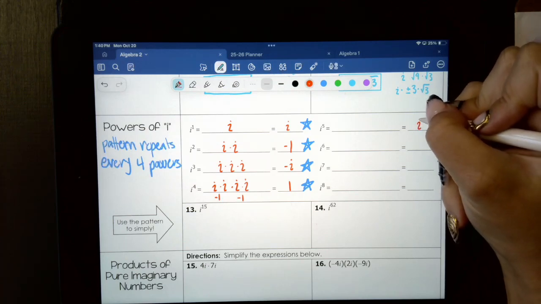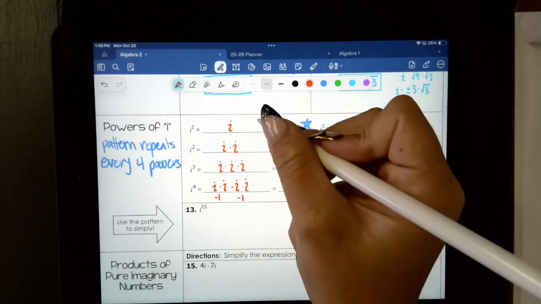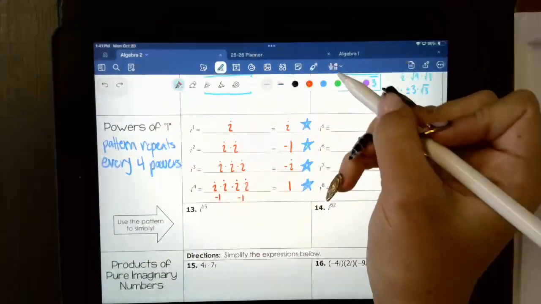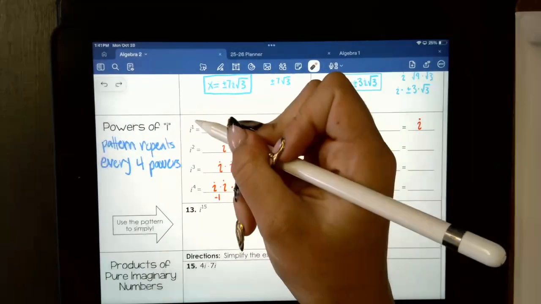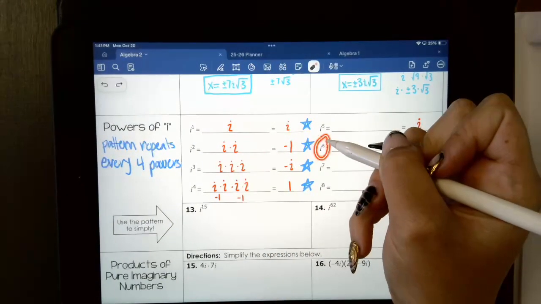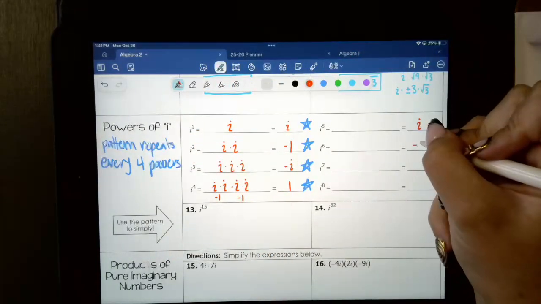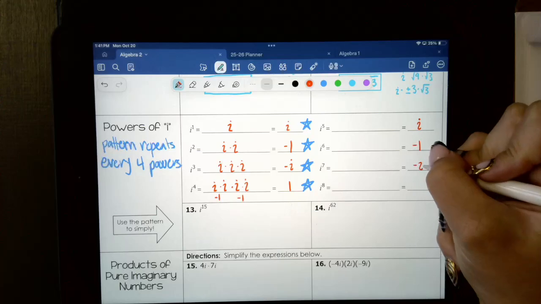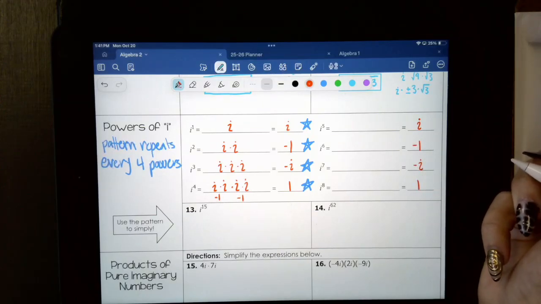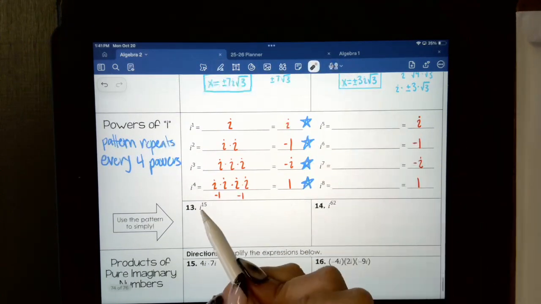I. Just I, right? If it repeats every 4th power, that means I to the 5th is going to be equal to I to the 1. I to the 6th is going to be equal to I squared, so that means we're going to have negative 1. It's just going to keep repeating. It's the same rule, so it goes by 4s. I'll show y'all that example when we get to right here.